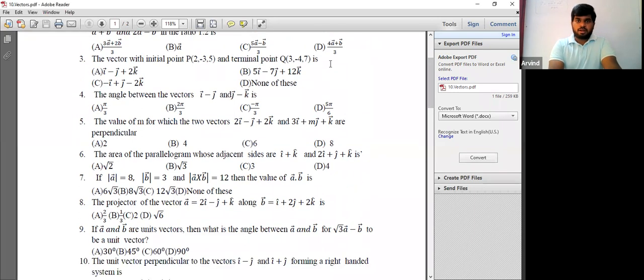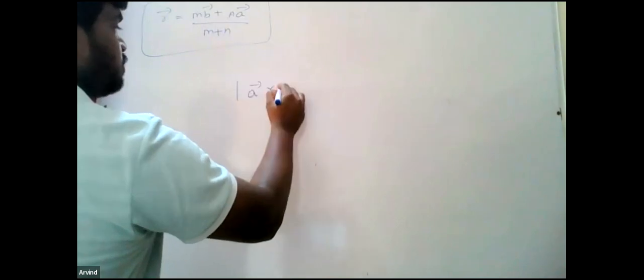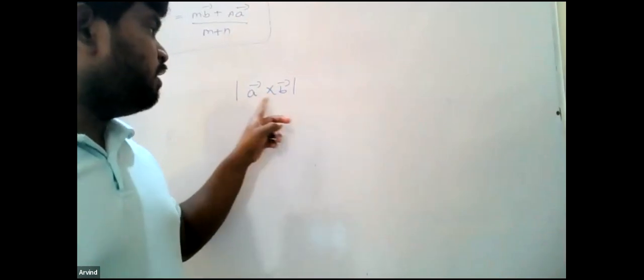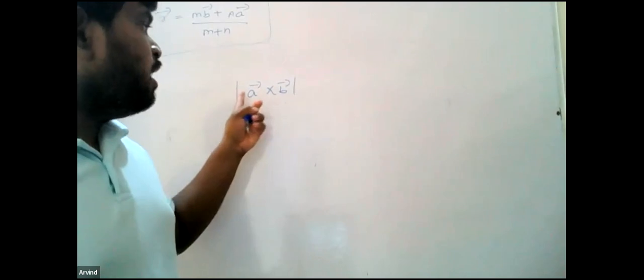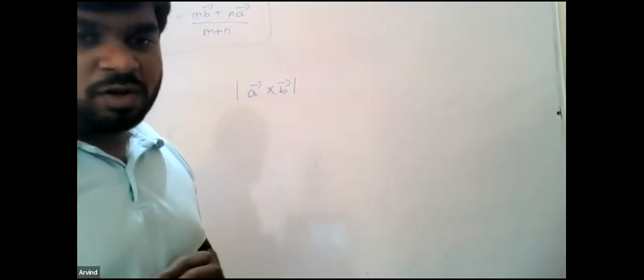Area of the parallelogram is given by modulus of A cross B. If two adjacent sides A and B of the parallelogram are given, then you can find A cross B, take the modulus, and you will get the answer. If diagonals are given, you can find it as well.